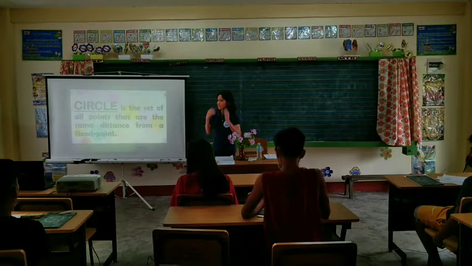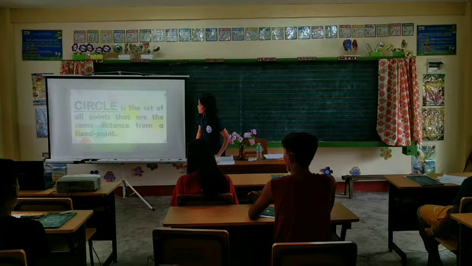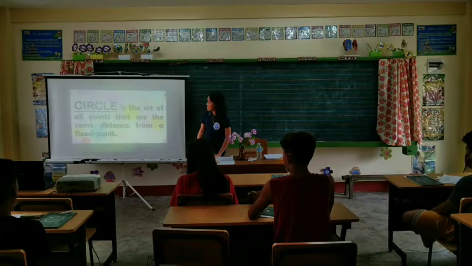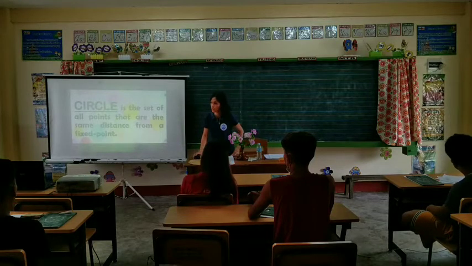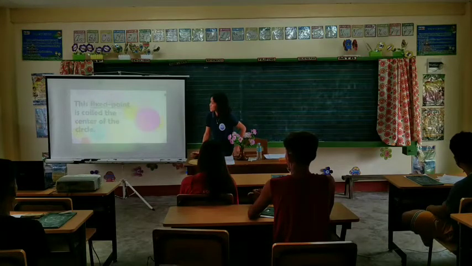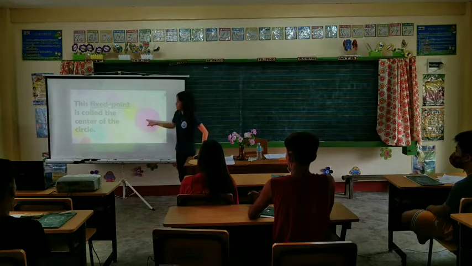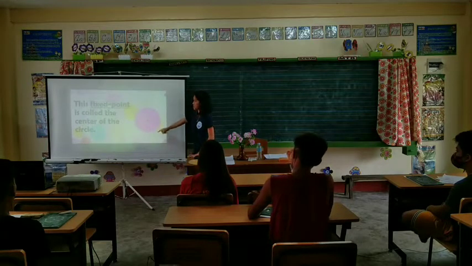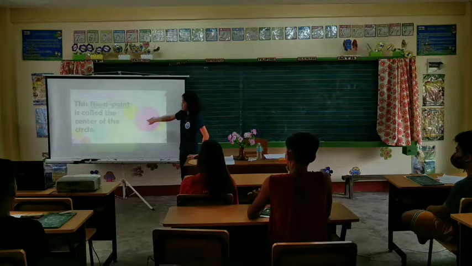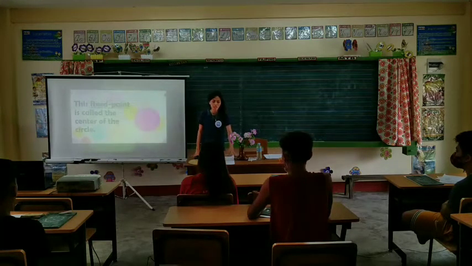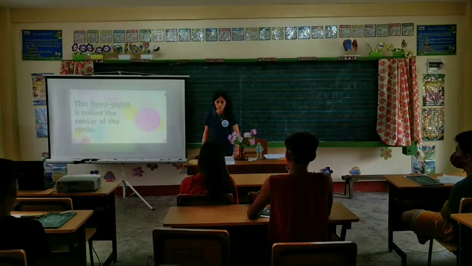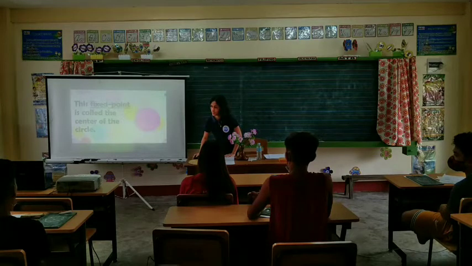Okay, so this is a circle. So a circle is the set of all points that are the same distance from a fixed point. So when we say a fixed point, this fixed point is called the center of the circle. So this is the fixed point. So from our activity, the first point you have made was the fixed point, right? Yes. Okay.